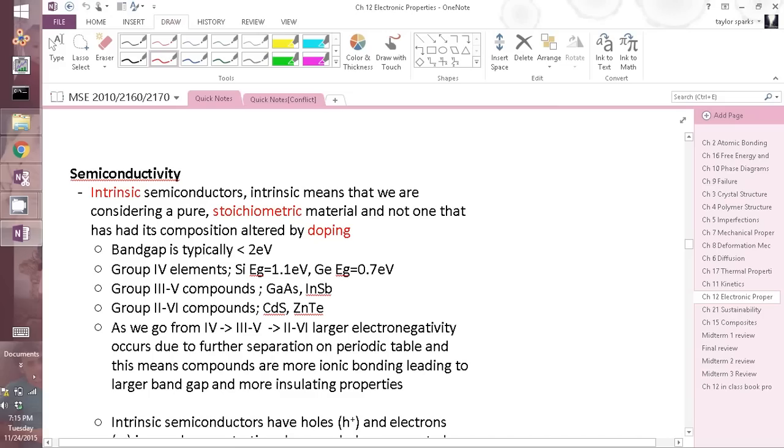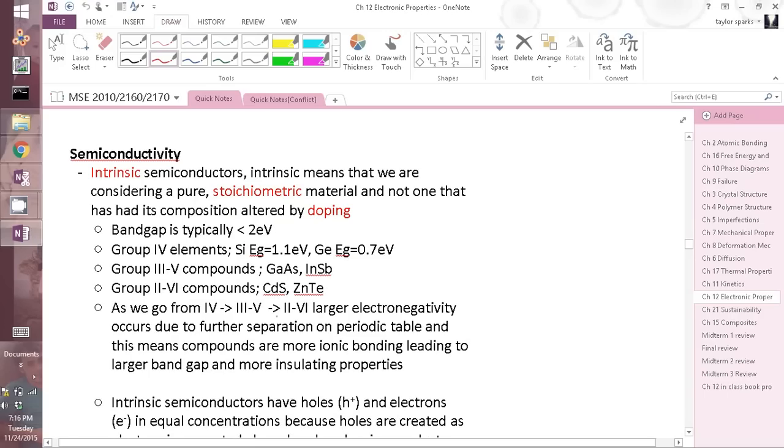However, they don't have to be stuck with group 4 elements. You can have a mixture of group 3 with group 5 elements that overall start to look a little bit like group 4 elements. This can be gallium arsenide, indium antimonide, and many others. You can also have 2,6 elements. So overall, it's 2 plus 6 equals 8, the same as 2 4s, right? That's like cadmium sulfide or zinc telluride.